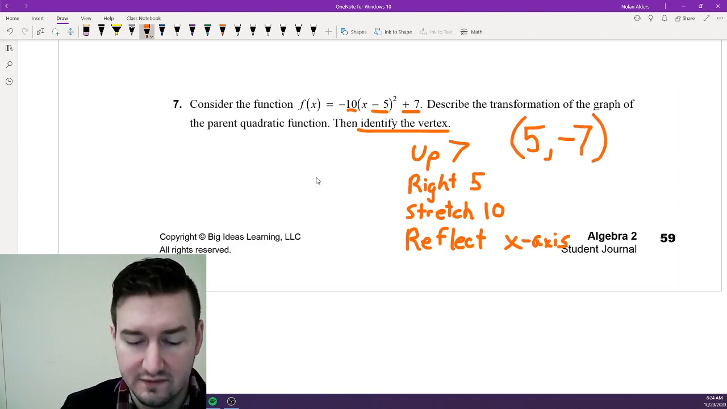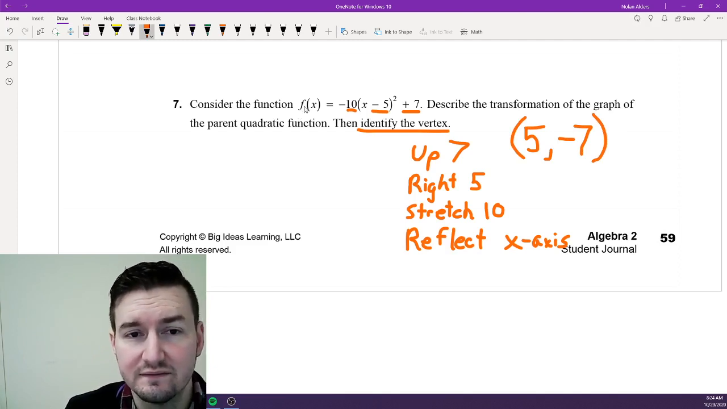Another way you could do this is just take this function and type it into Desmos, and it'll graph it for you. And you can just see wherever that graph starts. You'll be able to see that it starts at that point, so you'll be able to check it.